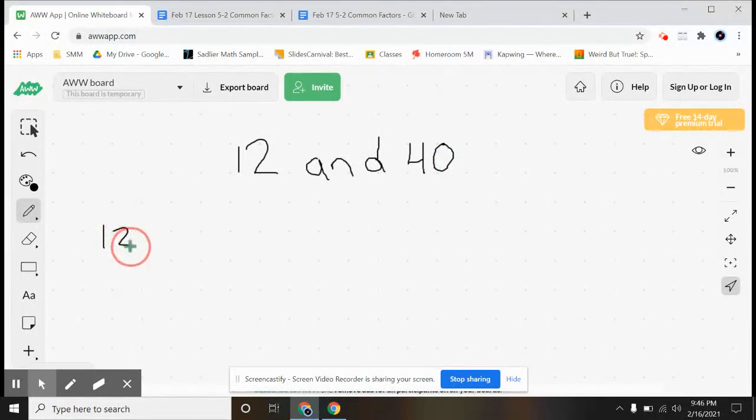Let's list the factors of 12, okay? If you want to brainstorm, you can do that over here to the side. So I know that for 12, I need to do a 1 times a 12. I need to do a 2 times a 6. I need to do a 3 times a 4. And that would be all of my factors.